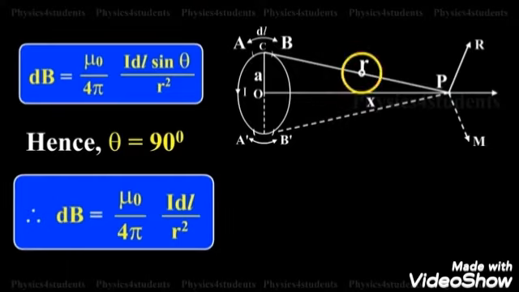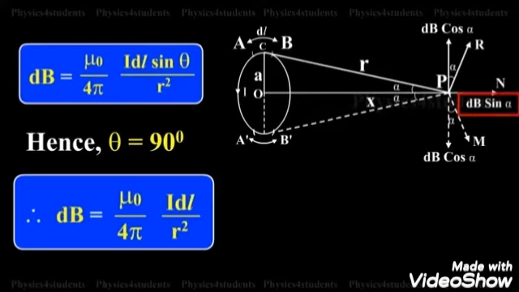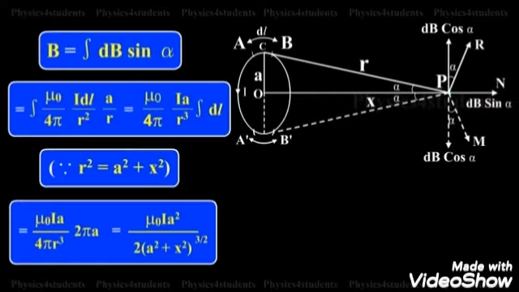Let the angle between the axis of the coil and the line joining an element and point P be alpha. dB is resolved into two components: dB sin alpha along OP and dB cos alpha perpendicular to OP. The dB cos alpha components are opposite to each other, so they cancel, but dB sin alpha gets added up. Therefore, the magnetic induction due to the entire coil is B equal to integration of dB sin alpha. It is equal to integration of mu naught by 4 pi I dl by r square.